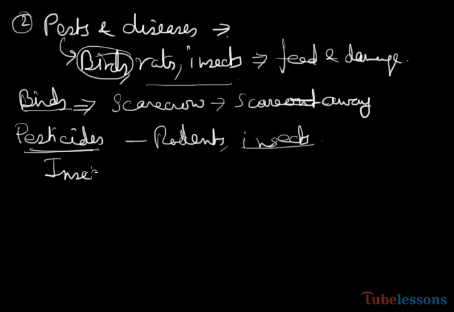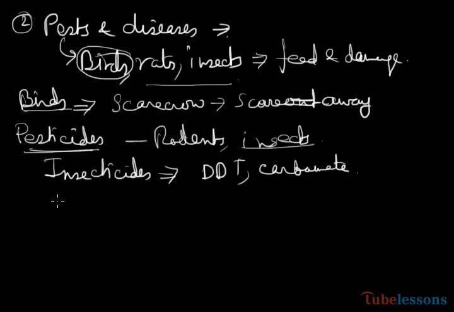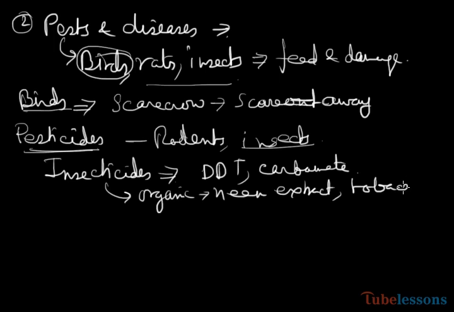First of all, we come to know insecticide. As the name indicates, the chemical substances to control insects are known as insecticides. They're used to control insects, their eggs and larvae. For example, DDT, carbamate, etc. There are some organic insecticides too, like neem extract, tobacco extract, etc. These are the organic insecticides, less harmful for the environment.